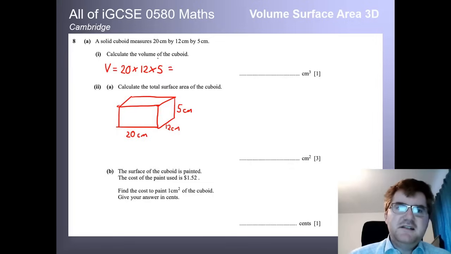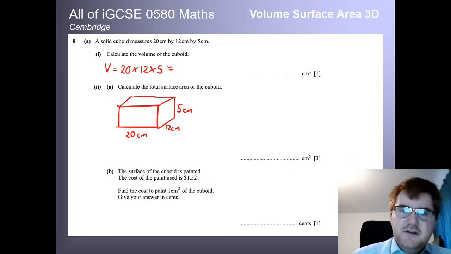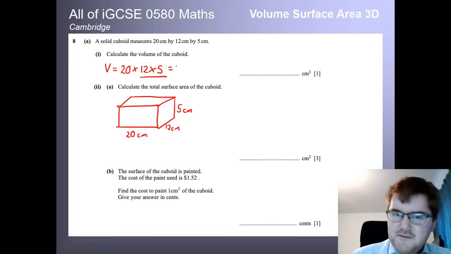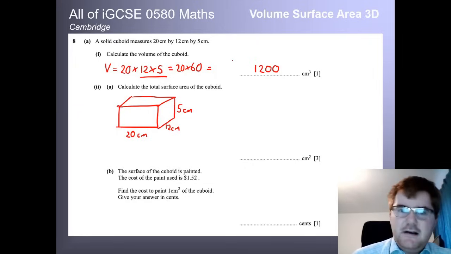So if we times these things together, now we could use a calculator to do this, but I'm going to do this without a calculator. 12 times 5 is 60, and then 20 times 60 is equal to our answer of 1200. Again, calculator paper, you can type this into your calculator.